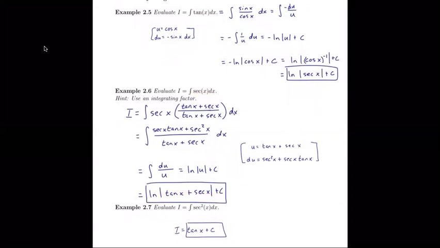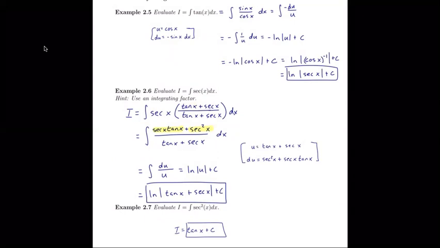We take the integral of secant of x and we multiply it by a form of 1. We'll see why momentarily, but tangent x plus secant x over itself is 1. We don't try to simplify anything. We multiply secant of x times the terms in the numerator to get what we have in the line below. So we have secant x times tangent x plus secant squared x, or secant x times secant x. Those are our two terms in the numerator.